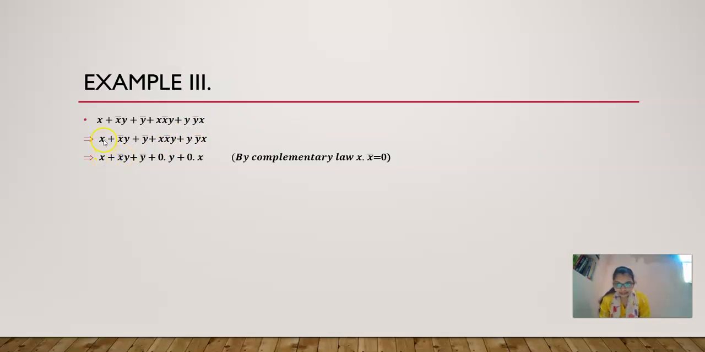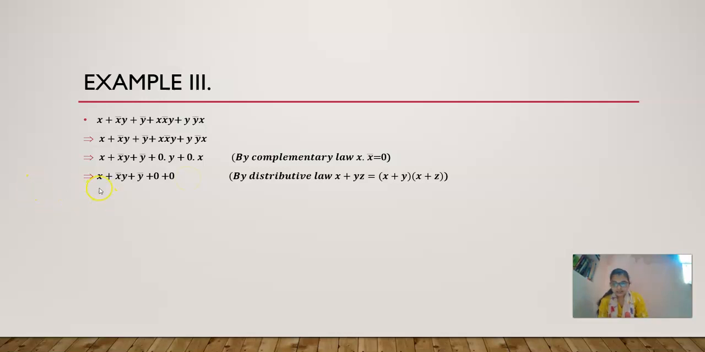Write x as it is plus x bar y as it is plus y bar plus x bar is 0 into y plus y bar is 0 into x. Right? The next step is x plus x bar y plus y bar plus 0 into y is 0 plus 0 into x is 0.